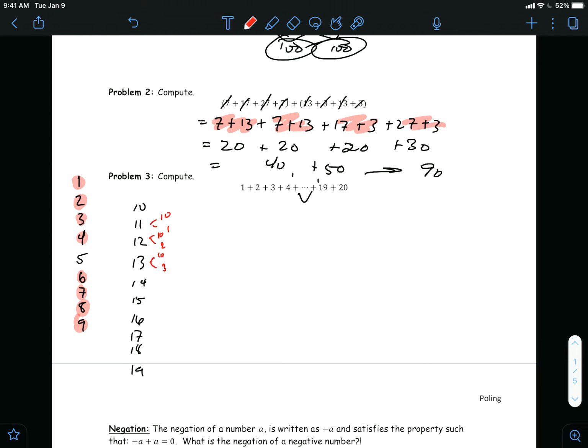Is that the best way to do this? No. We just found one that was better, right? If we look, 1 and 19 will make 20, 2 and 18 makes 20, 3 and 17, 4 and 16, 5 and 15, so on, so on, right? Did we see how these are all adding to 20?